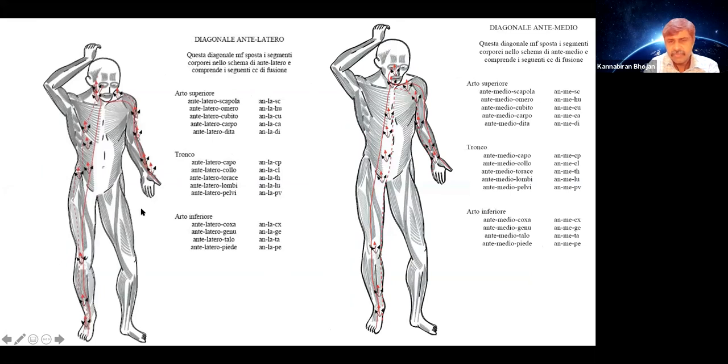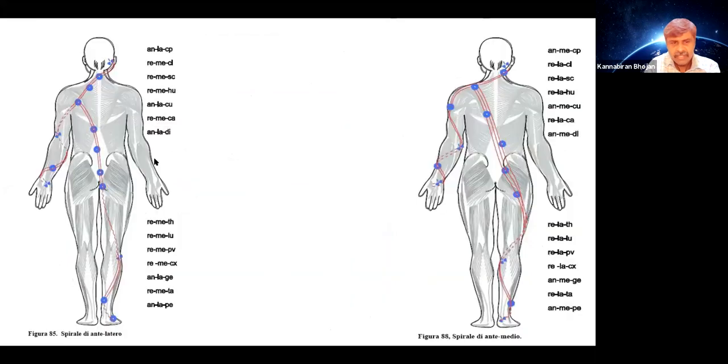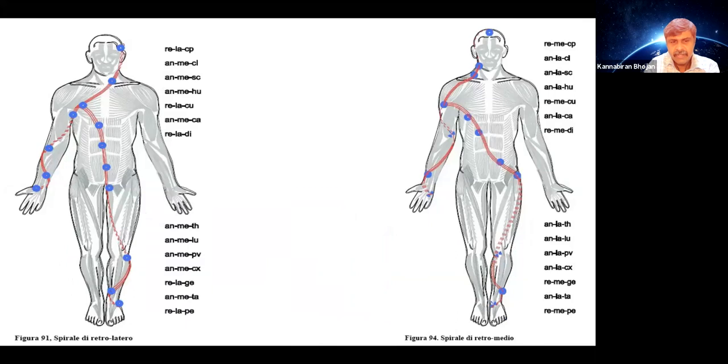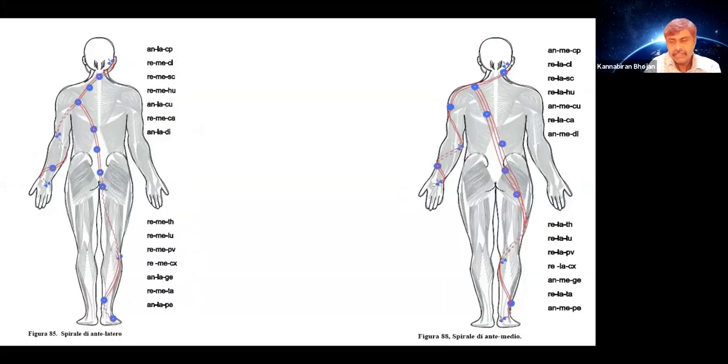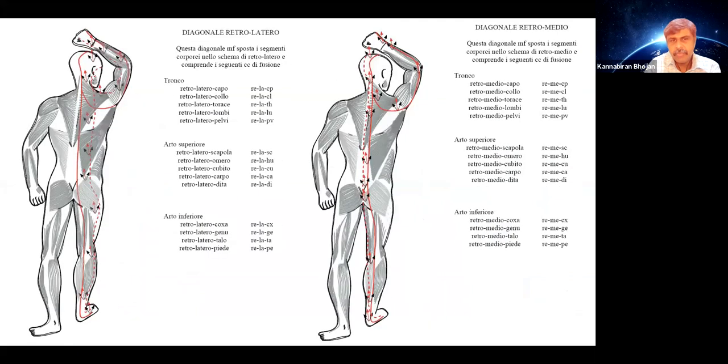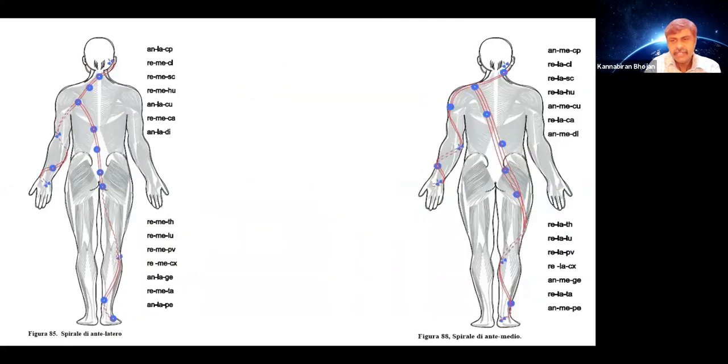This is the diagonal movement, because most of our movements are not robotic. We have a schema which is so beautiful. We don't do robotic movements. And you can see this is another antilateral spiral which exists, and the spiral is formed like that. And this is another spiral, the retrolateral and retromedial spiral. So these are the diagonals and spirals. This is the diagonal, this is the spiral. This is very important when you are doing an analysis to find out the critical problem where the dysfunction exists.